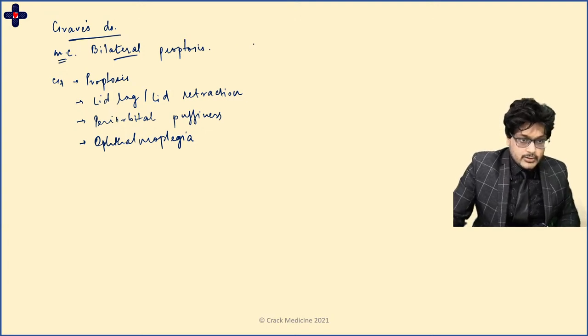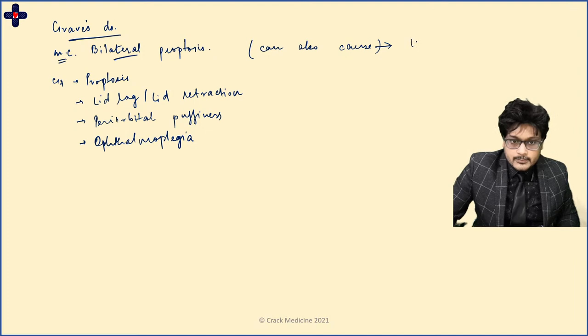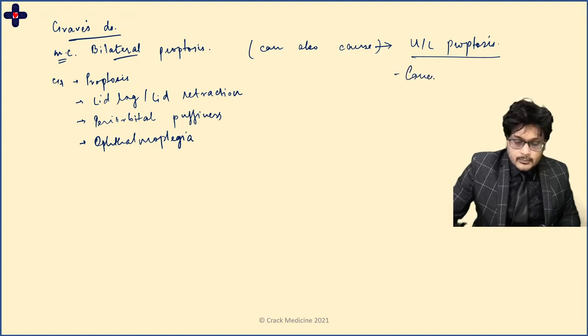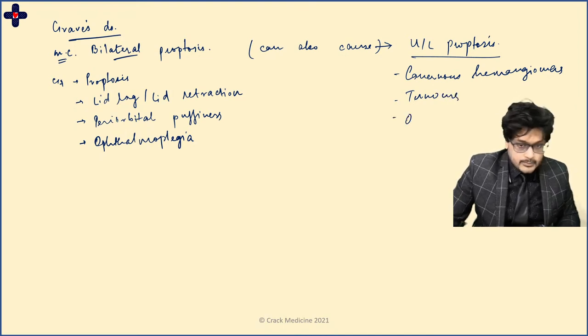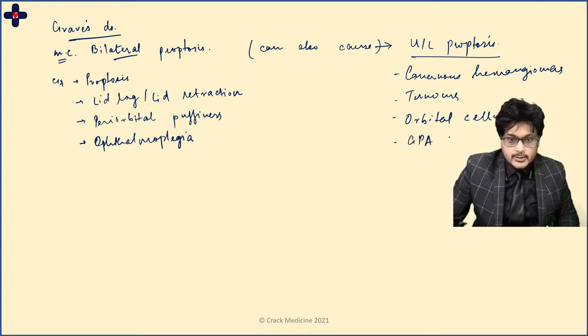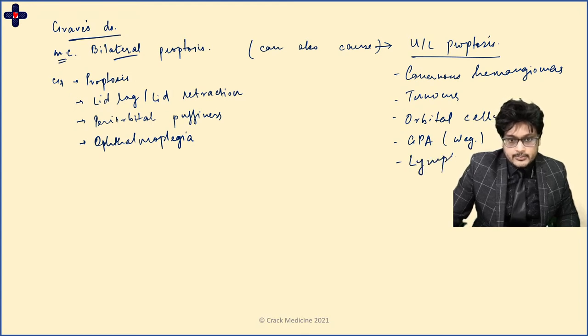Obviously, Graves' disease can also cause unilateral proptosis. Other causes are cavernous hemangiomas, tumors, orbital cellulitis, lymphomas, and GPA, that is granulomatosis with polyangiitis, previously known as Wegener's. So these are your regular causes for unilateral proptosis.